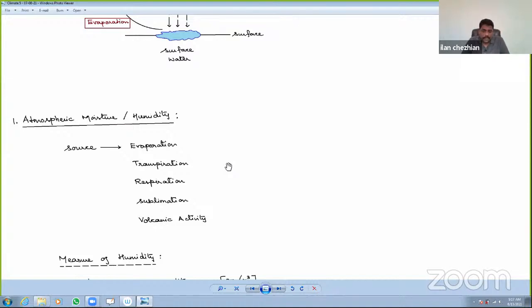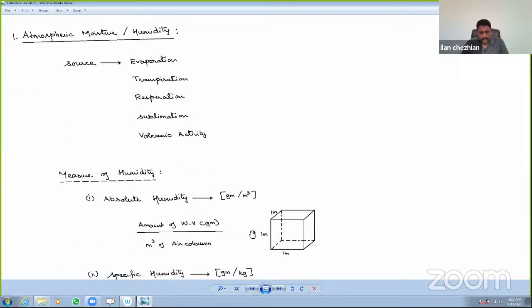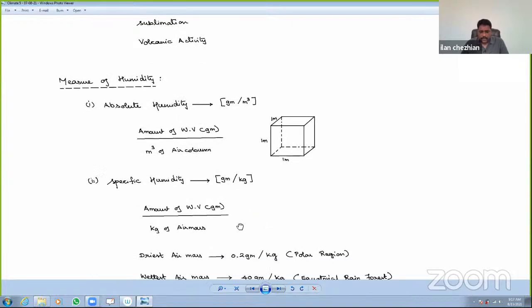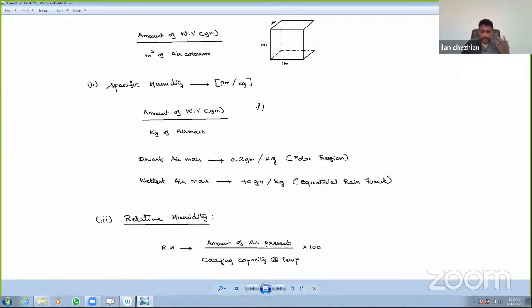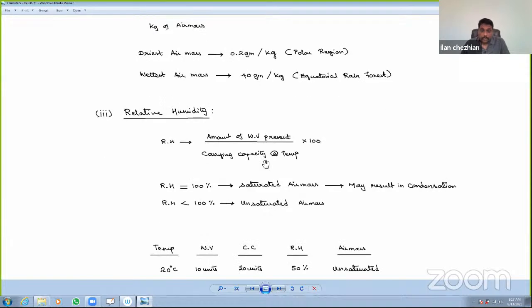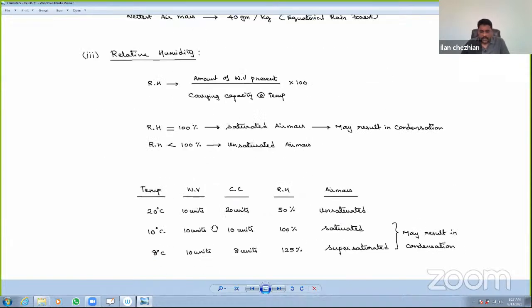Atmospheric moisture, or sometimes you call it humidity. After understanding the definition of humidity, we talked about how exactly this water vapor is added into the atmosphere, the so-called source. And we have also seen how this atmospheric moisture is measured. Though there are different ways of measuring it, the better way is relative humidity. So what is relative humidity? Somewhere we understood.